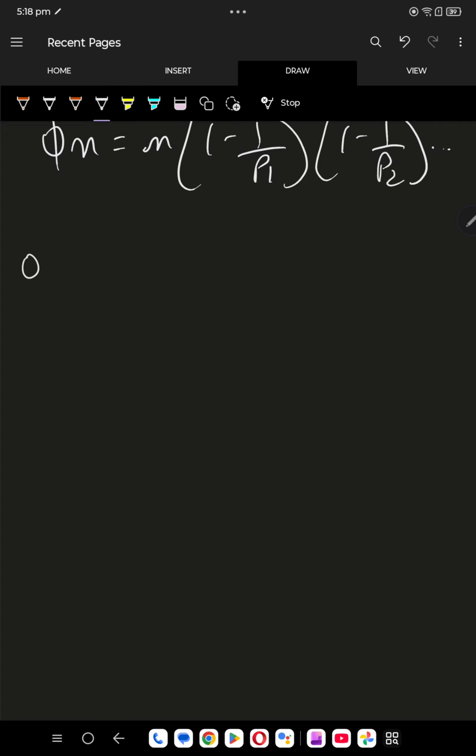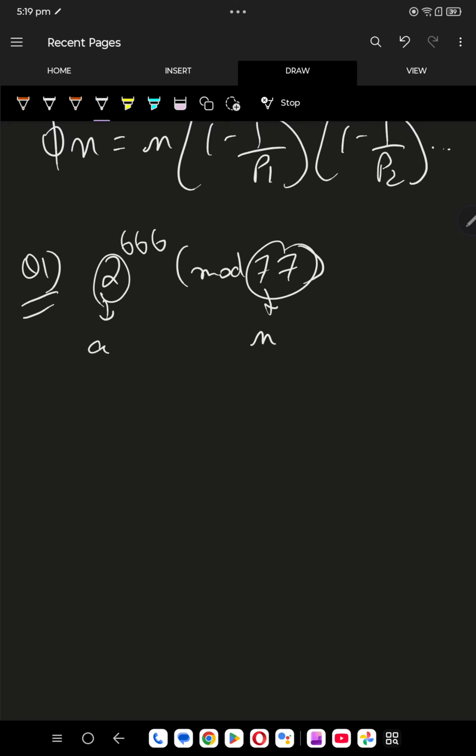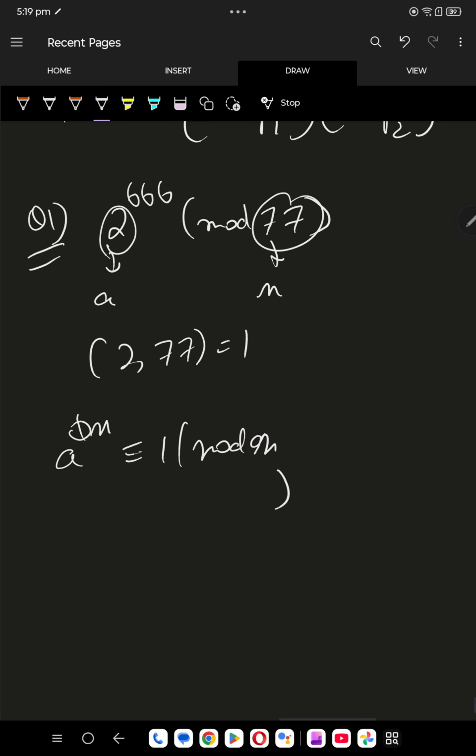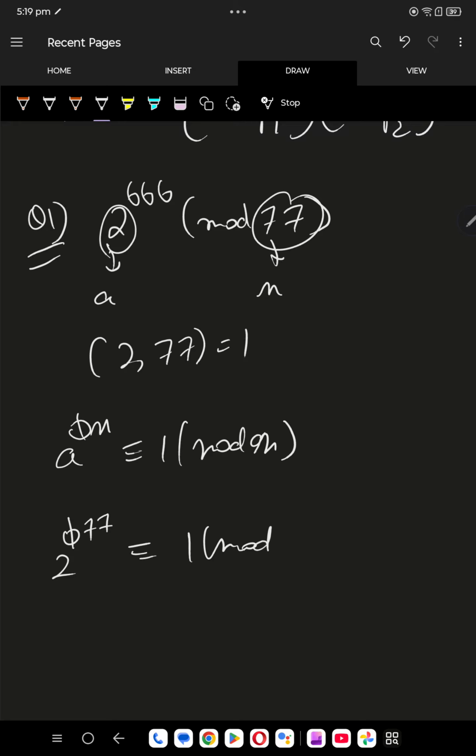So let's go to question number 1. Using Euler's theorem, you have to compute or find the remainder, both are same. I read the question: 2 power 666 mod 77. One more thing I would like to say before we start to solve, keep your calculators ready with you because it's very essential. Now 2 here is a and 77 is n. GCD of 2, 77 is 1. So a power phi n is congruent to 1 mod n, correct? So 2 power phi of 77 is congruent to 1 mod 77.